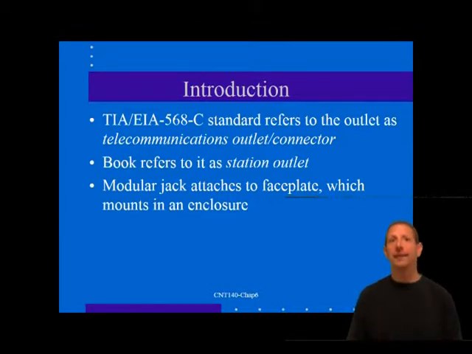This usage implies that the connector jack is not directly attached to the workstation or another network device. Such an attachment is made by an additional cable called a user cord or an equipment cord. The modular or other jack typically attaches to a mounting plate or a faceplate, which mounts in an enclosure. The entire assembly, the jack, plate, and enclosure, forms the station outlet.